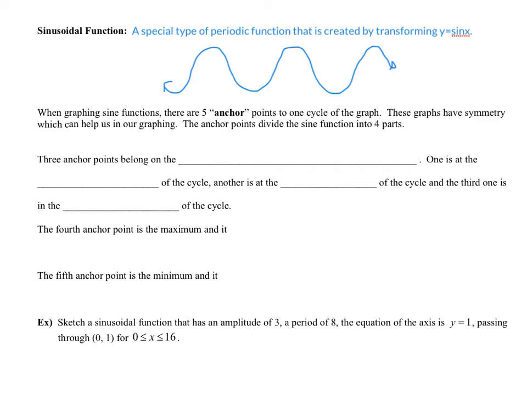So our sine function is a special type of periodic function that's created by transforming that graph of y equals sine x. Back when we did parabolas, y equals x squared was our most basic parabola, and every other parabola that we wanted to make was just a transformation of that one. So y equals x squared was our base parabola, or our parent parabola. For this, y equals sine x is our base sinusoidal curve, or our parent sinusoidal function. When we graph our sine functions, we're going to use 5 anchor points to graph one cycle.